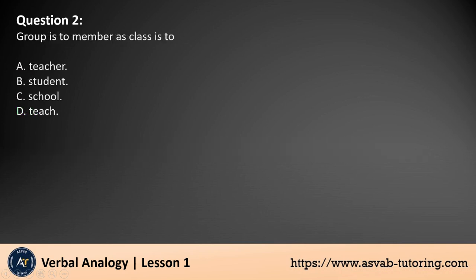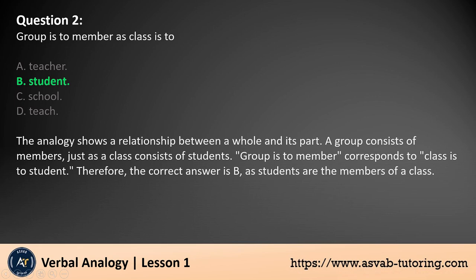Question 2. Group is to member as class is to: A. Teacher, B. Student, C. School, D. Teach. The answer is B. The analogy shows a relationship between a whole and its part. A group consists of members, just as a class consists of students. Group is to member corresponds to class is to student. Therefore, the correct answer is B, as students are the members of a class.